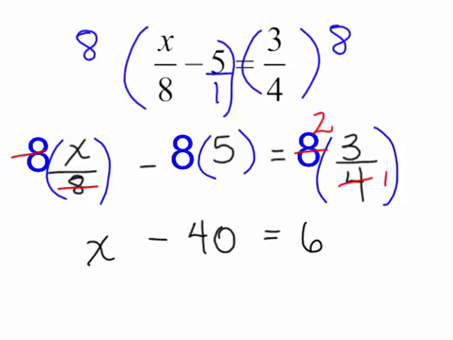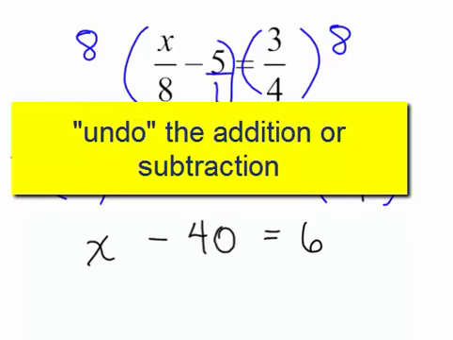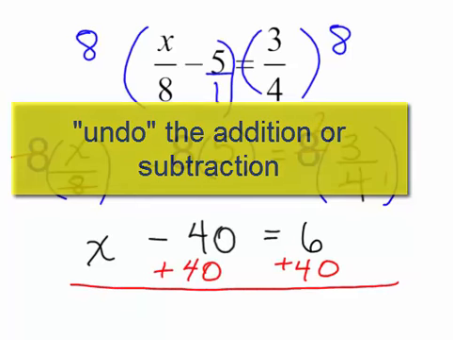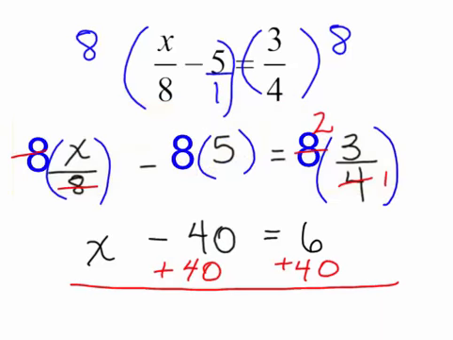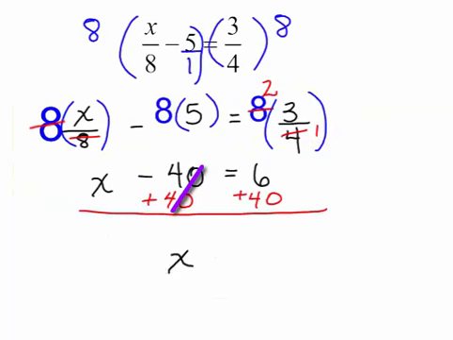One more step to go. Over here with the variable, I see that 40 is being subtracted. The opposite of subtracting 40 is to add 40. And of course, whatever we do to one side, you have to do to the other. So x will be 46. Good luck getting rid of those fractions.